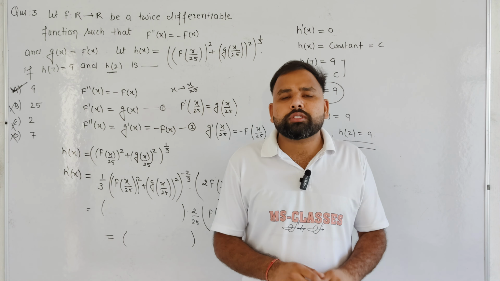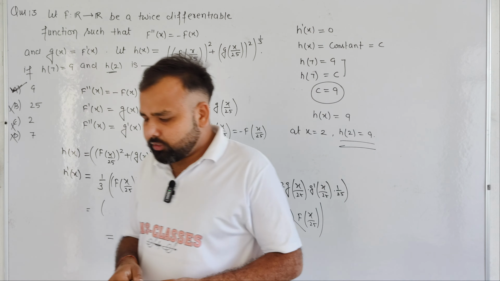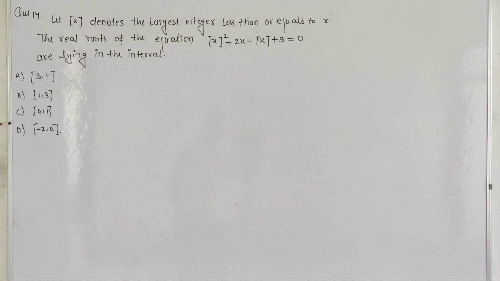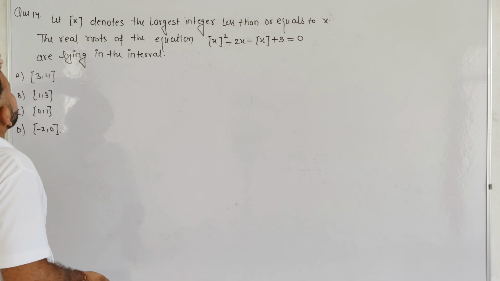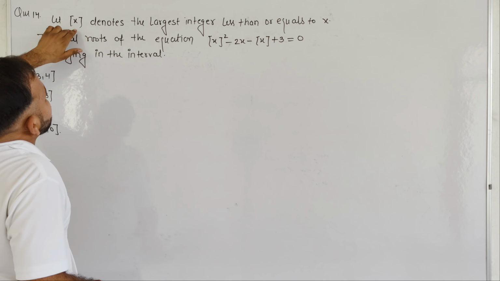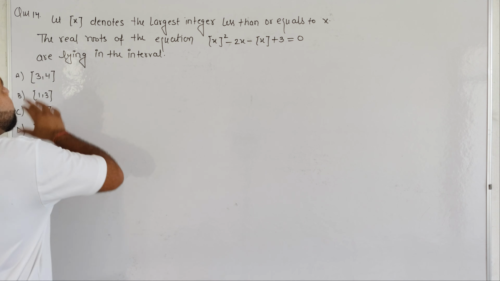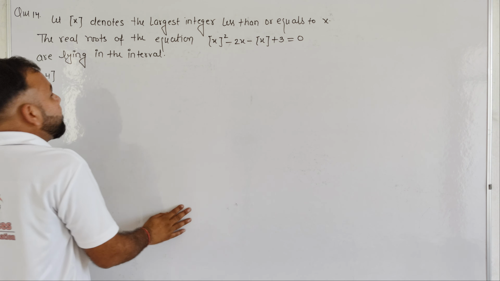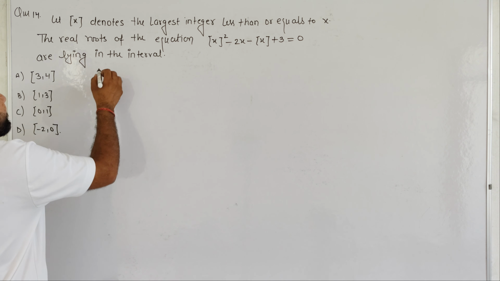Then the next question is question number 14. That question is: let [x] denote the largest integer less than or equal to x. That means basically this function is the greatest integer function.